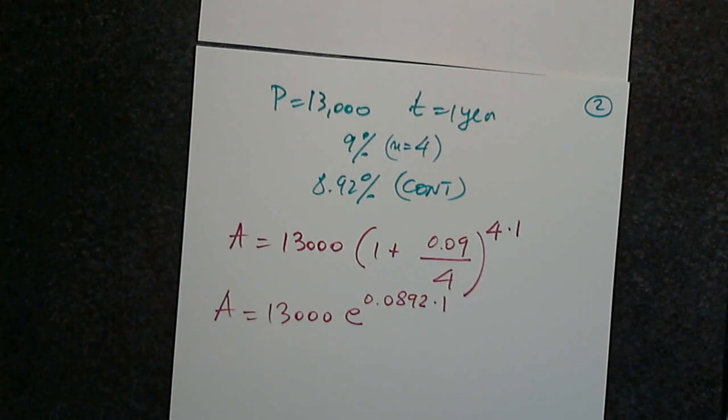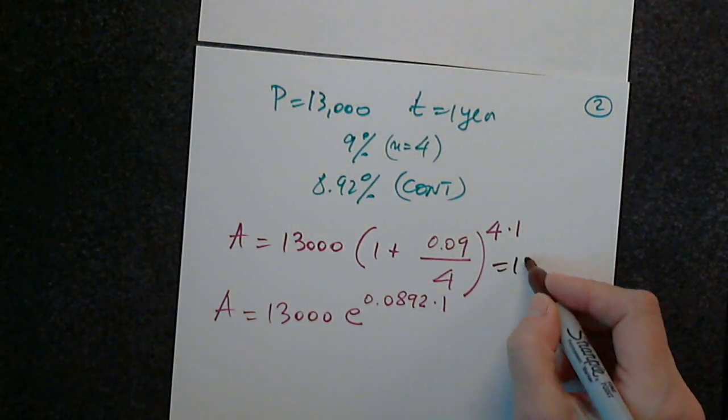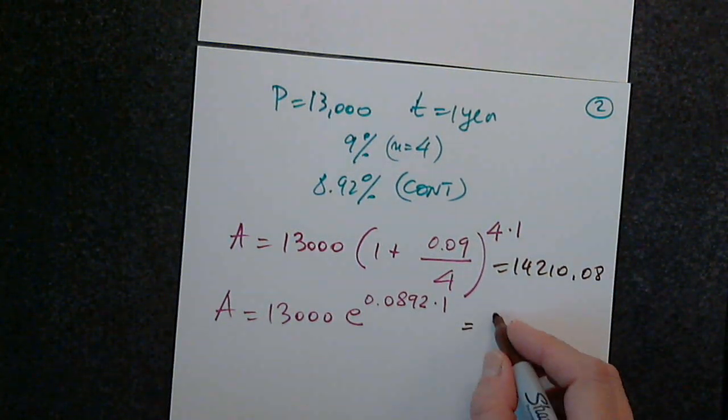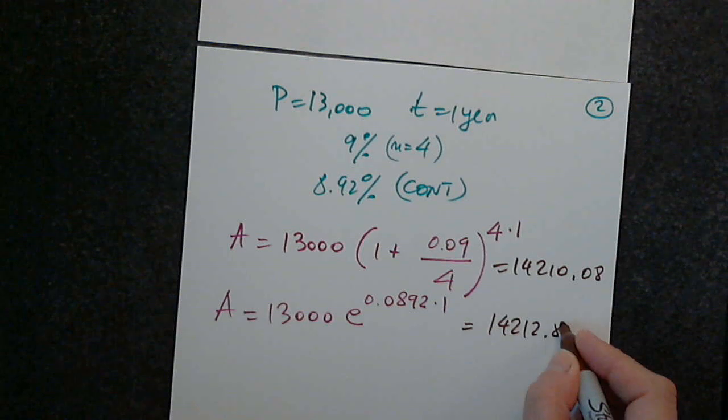The other possibility for the continuous, the rate is different. Second in E, in parentheses, please, 0.0892, I believe, yes. Times 1, so there is no need to do anything else, and just press enter. So the first option gives us 14,210.08, and the second one, 14,212.89.